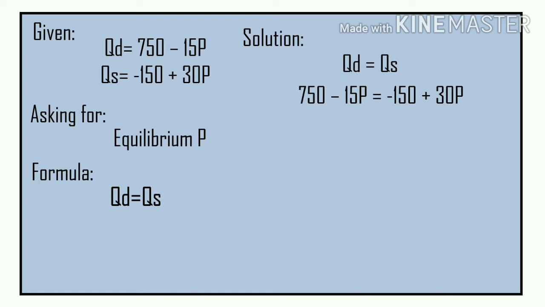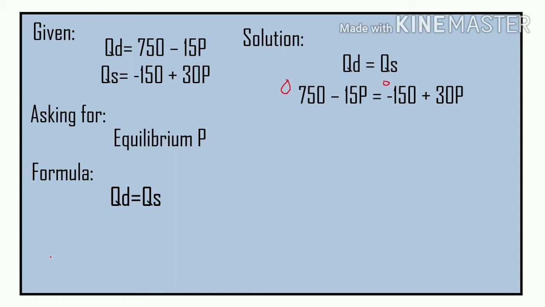Yung iba naman, lalong-lalo na yung mga baguhan pa sa pag-solve ng mga ganitong klaseng tanong, nilalagay nila yung quantity demand dito sa gilid. Nilalagay nila din yung quantity supply dito sa gilid. Pero mas maigi ang ganito, mas malinis pag ganito ang pagkagawa ng ating solution, para hindi naman tayo maguluhan.